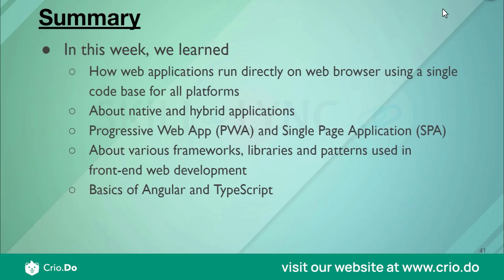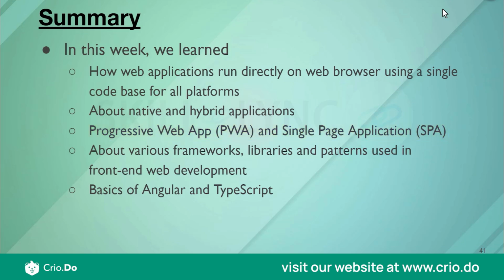So with that, we have now come to the summary section of week 1. Let's quickly summarize what we have learned so far. First we saw how web applications run directly on a web browser using a single code base for all platforms. So we understood what the technologies are which are used by web applications to run in a browser. Then we saw what a native and hybrid application is. We saw what a progressive web application and a single page application is. We saw that with the help of examples.